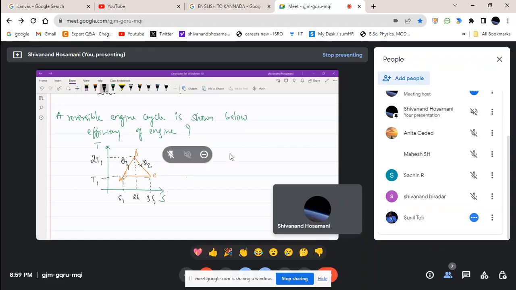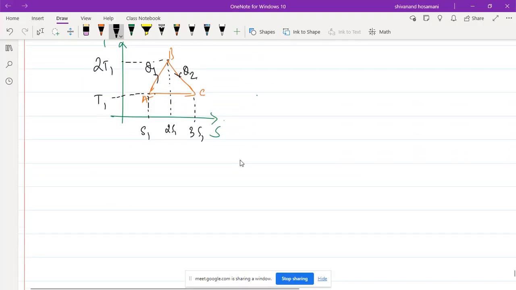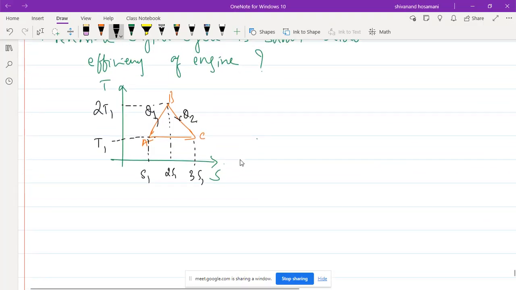The answer is in the options. Let me give you the options: the first option is 1/3, second option 1/2, third option 1/5, D is 1/4.